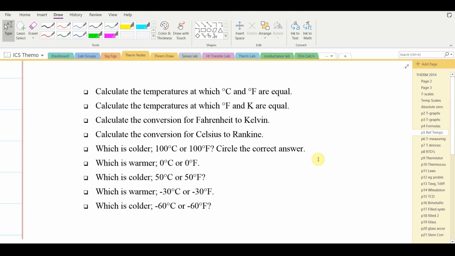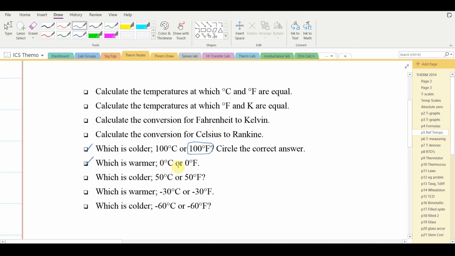There's a few more questions here. Let's think about these. Which is colder, 100 Celsius or 100 Fahrenheit? Well, remember that at any temperature above minus 40, Celsius is hotter, and therefore which one's colder? Well, Fahrenheit would be colder. 100 Fahrenheit is colder than 100 Celsius. Recall the boiling point of water is 100 degrees Celsius, but the boiling point of water on the Fahrenheit scale is 212, so this is nowhere near the boiling point of water. It's definitely colder.